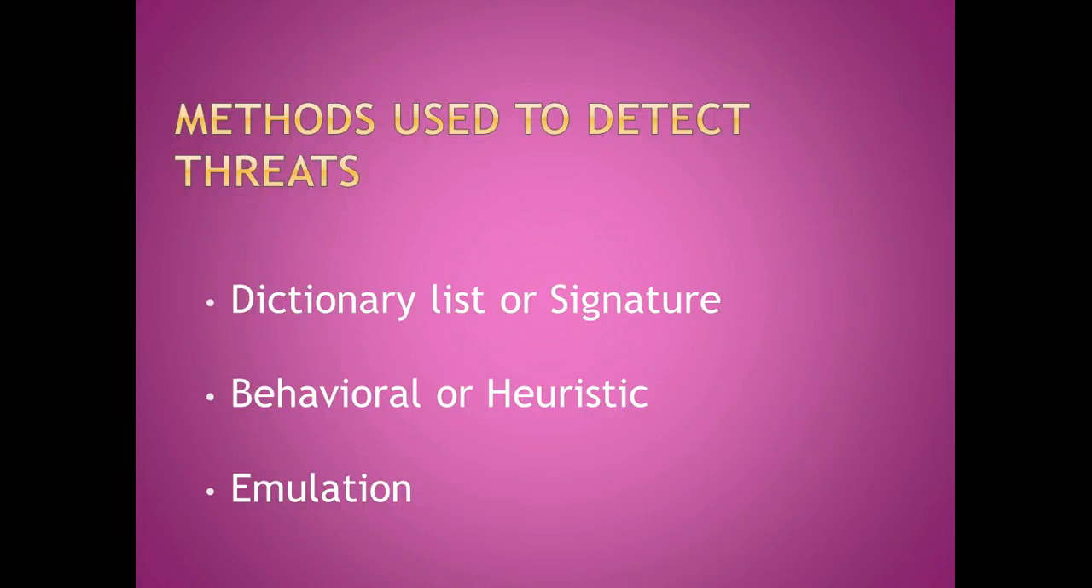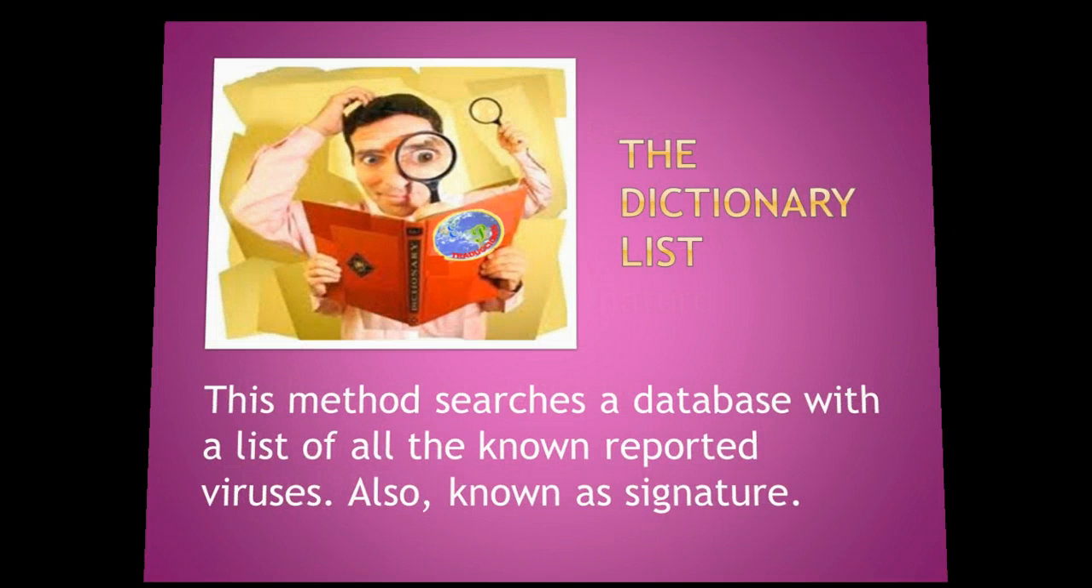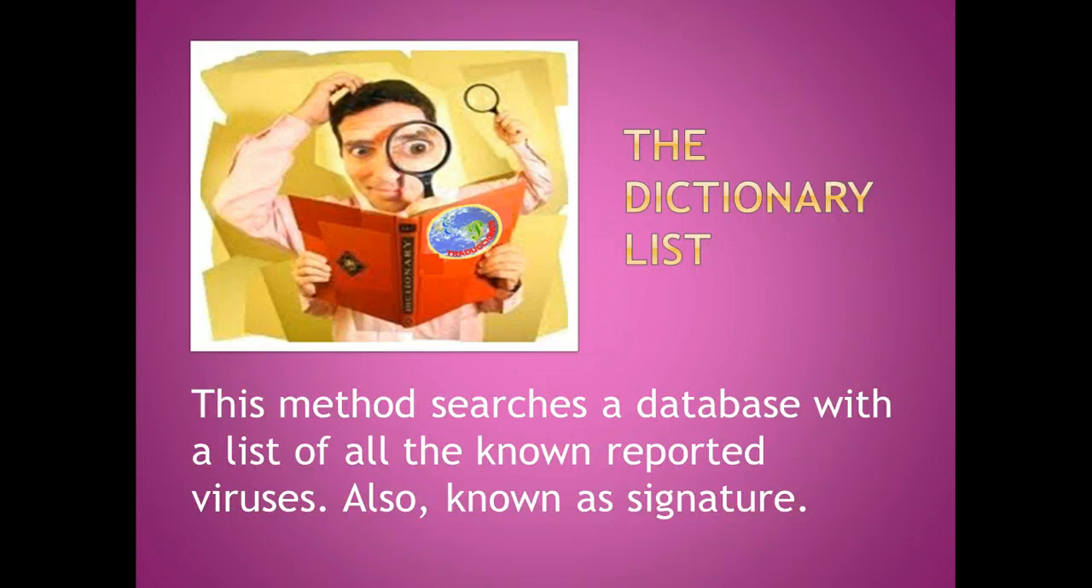Methods used to detect threats are the dictionary list or signature method, the behavior or heuristic method, and emulation. The dictionary list method searches a database with a list of known reported viruses, also known as signatures. So basically, anybody who discovers a virus, their software would send it to the manufacturer or vendor, and then it would go on a list. And then, if they're smart, they would pass it on to the other vendors, and they'll share this great big list.